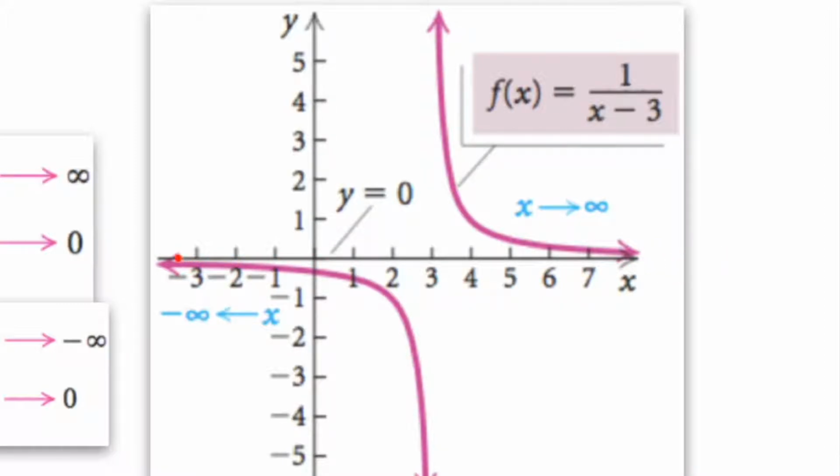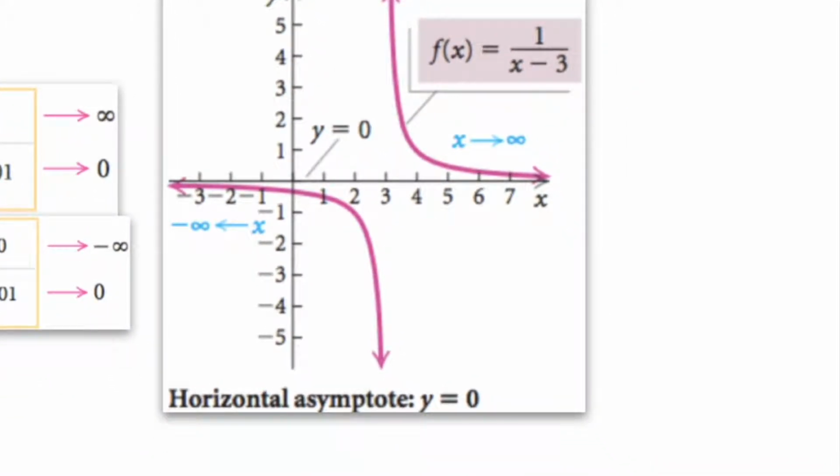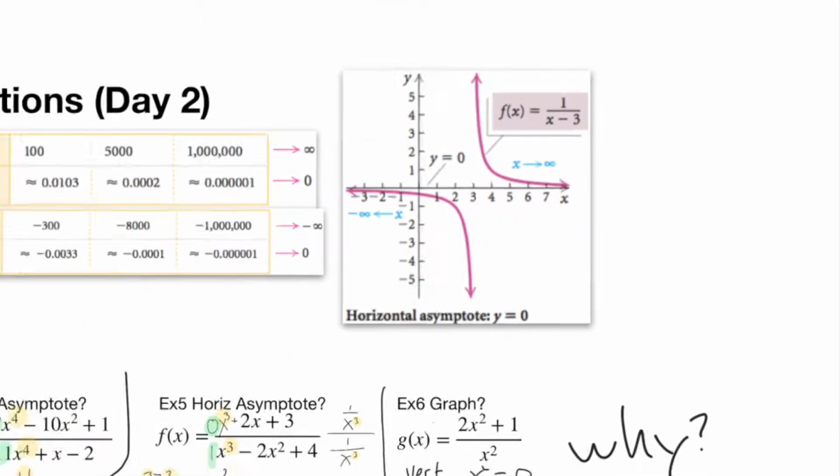Similarly, you can get as close as you want to the x-axis from the negative side by choosing values of x that are negative enough, or large enough in the negative direction. So you can say that there's a horizontal asymptote at y equals 0. That's the line y equals 0 right here, the x-axis.